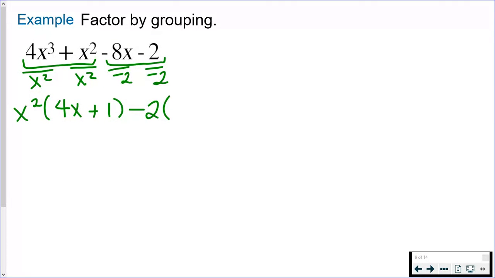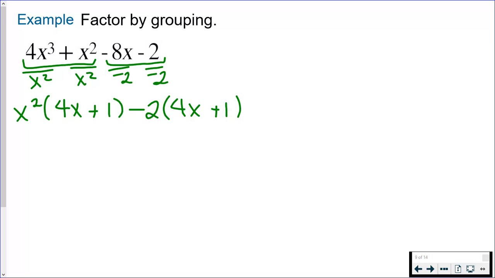And then I write what I have left. So -8x divided by -2 would be positive 4x. Then I have -2 divided by -2, and just like before, because I'm dividing something by itself, I'm left with 1, and this is a positive 1.